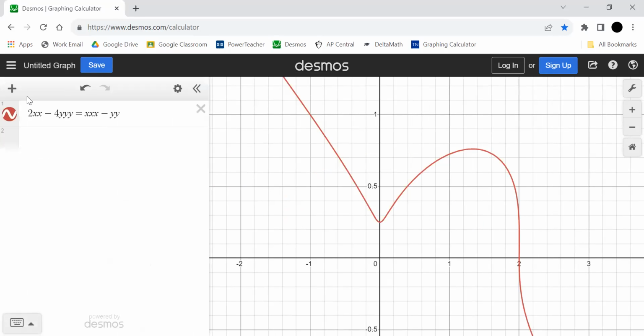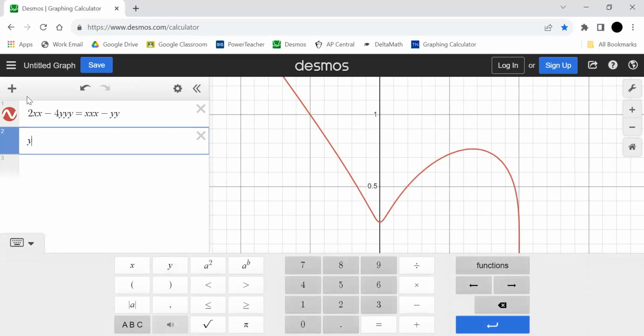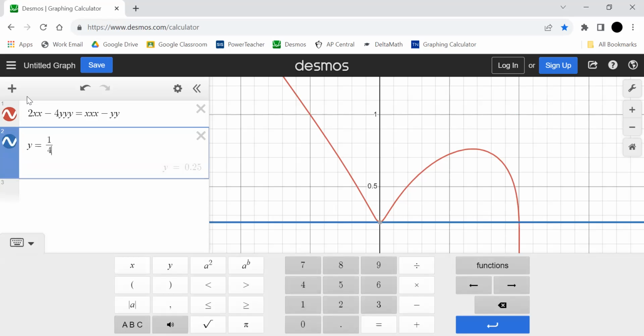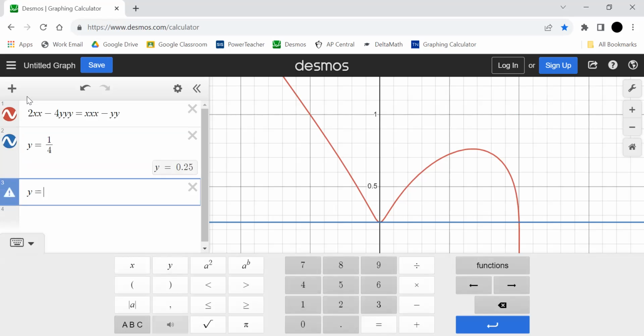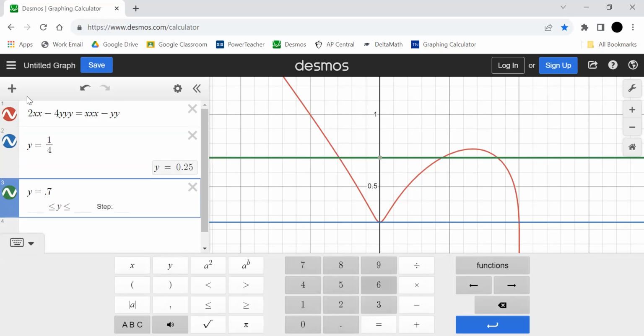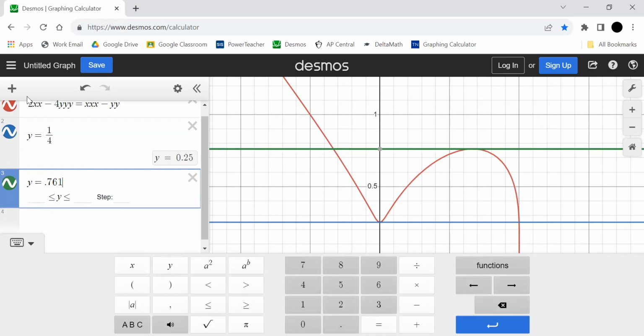We could just throw in some equations here. We could say y equals 1/4. Sure looks like that worked out nicely. And y equals, I'm just going to approximate it as 0.761. And we can see that it sure looks like that's a horizontal tangent line there also.